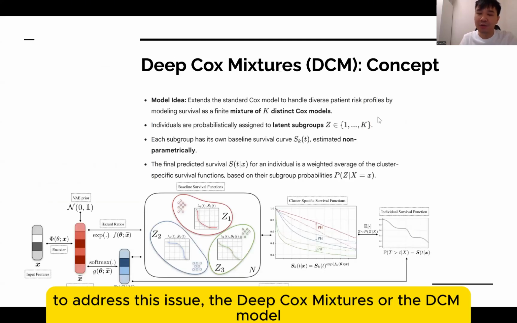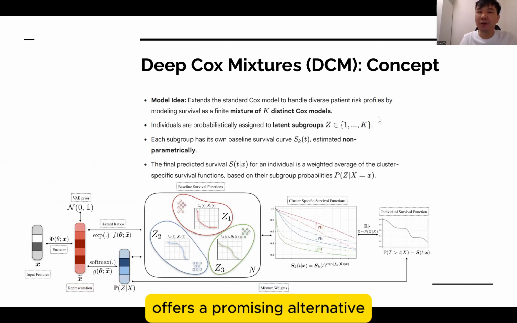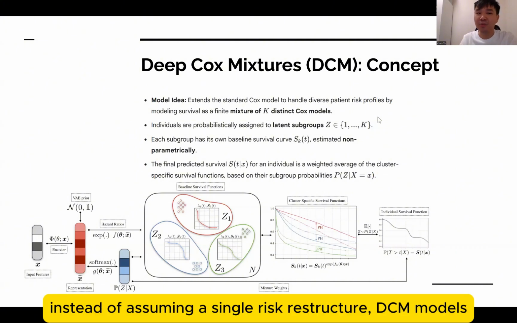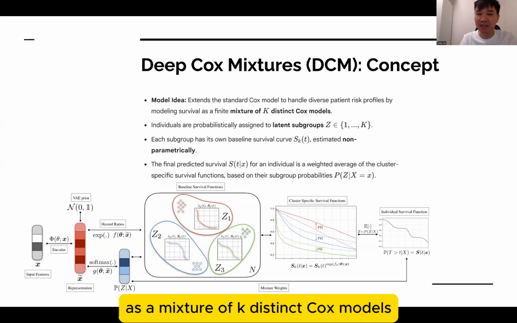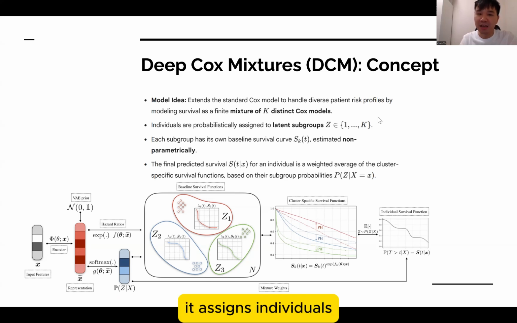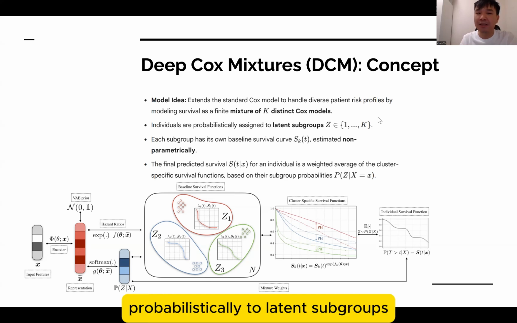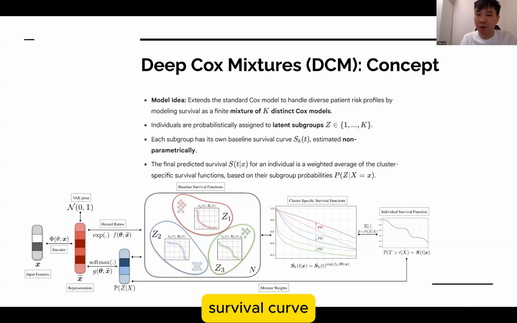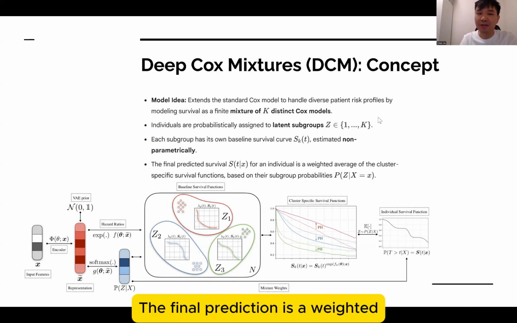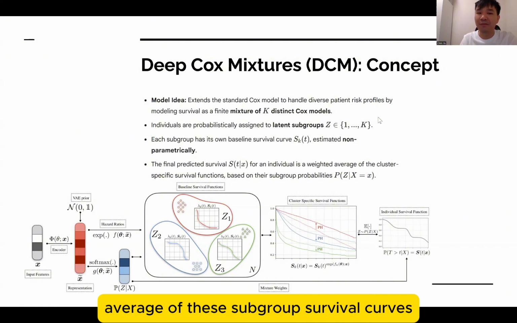To address this issue, the Deep Cox Mixtures, or DCM, model offers a promising alternative. Instead of assuming a single risk structure, DCM models an individual's survival as a mixture of k distinct Cox models. It assigns individuals probabilistically to latent subgroups, each with its own non-parametrically estimated baseline survival curve. The final prediction is a weighted average of these subgroup survival curves.